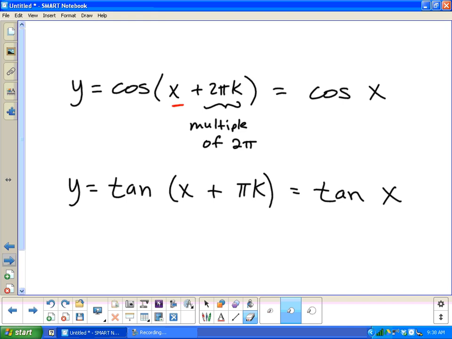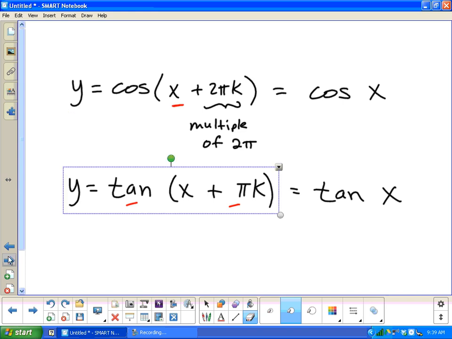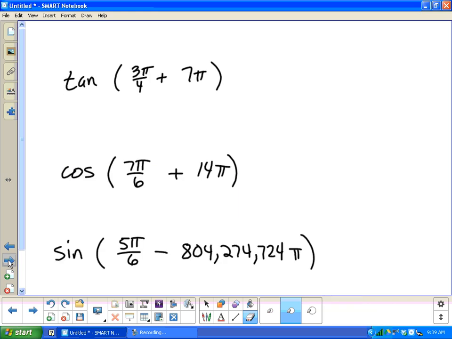All right, look at tangent. Now notice, how come on tangent I didn't say 2 pi k? Because the period's just pi. And so this would also follow for what else? Cotangent. Because tangent and cotangent have a period of pi. Okay, so these are what's called your periodic properties. Because sine and cosine, all the trig functions are periodic, which means they just start over at a certain point. Okay, now let's apply this.